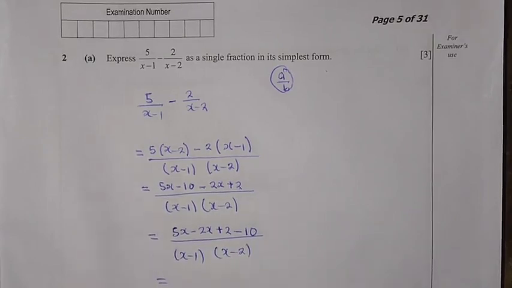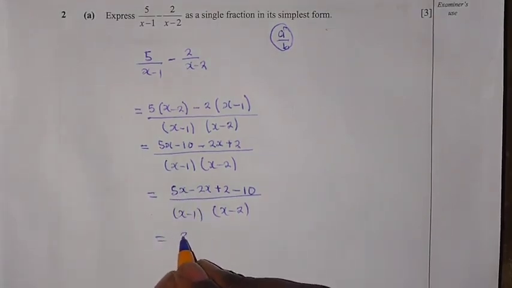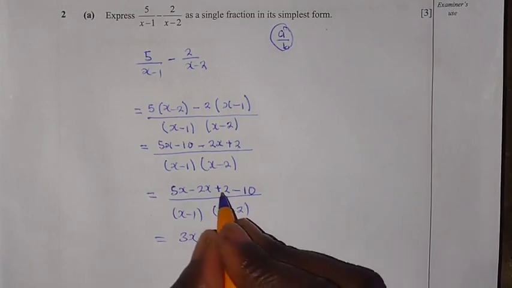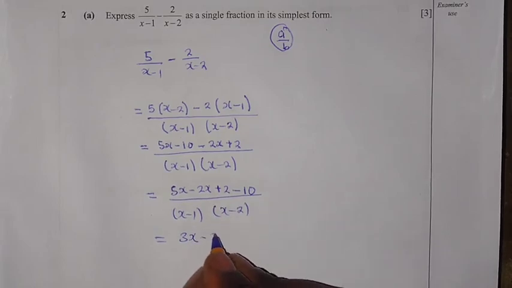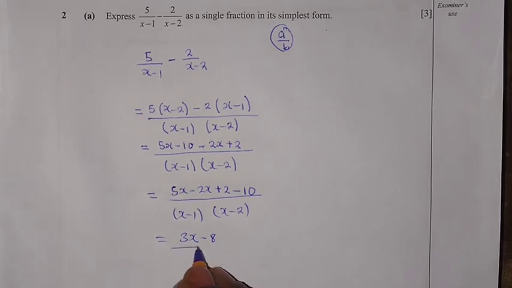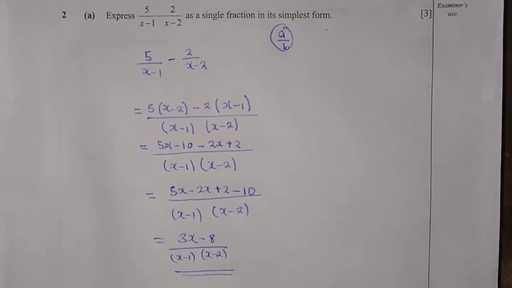So from here, what are we going to do? Let's just simplify. 5x minus 2x gives us 3x, positive 2 minus 10, okay? So you can see 2 is subtracting 10. So here you are going to get a minus 8. Then over, just write down these same denominators, x minus 1 in brackets and x minus 2 in brackets. So this is our answer. We have expressed it as a single fraction. Okay, so we have answered our question 2A. We are now going to answer our question 2B.